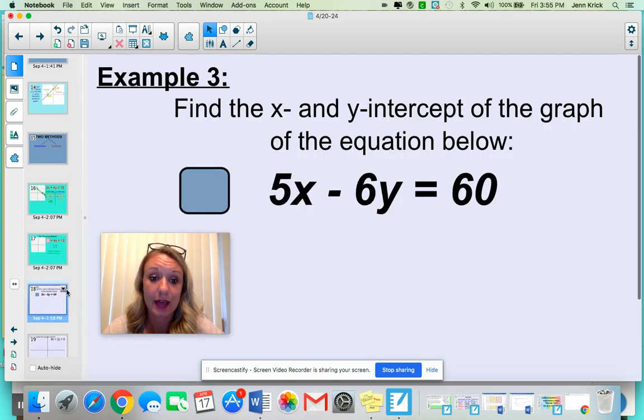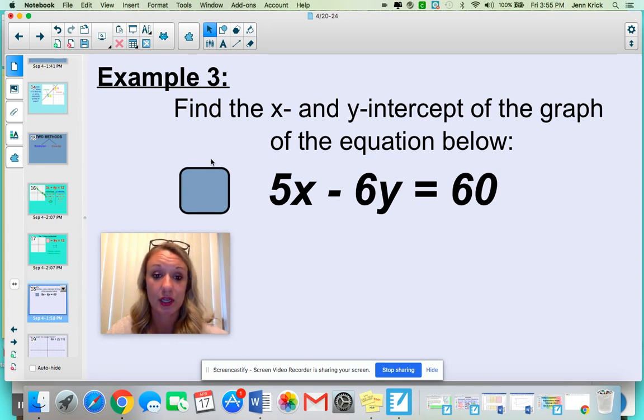Now let's look here. If I just asked you to find the x and y intercepts, which you will be asked to do on your assignment today, let's just use the cover-up method. That's what I'm going to go with. If you hate it, fine, whatever. Just kidding. All right, let's say that we're going to find the x-intercept first.